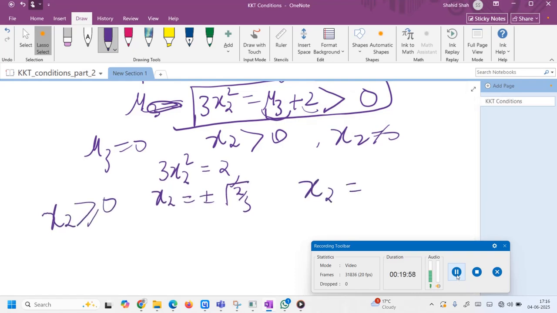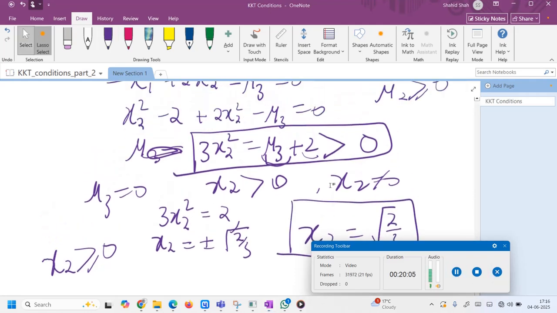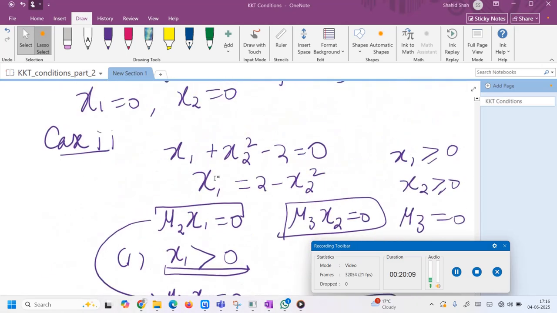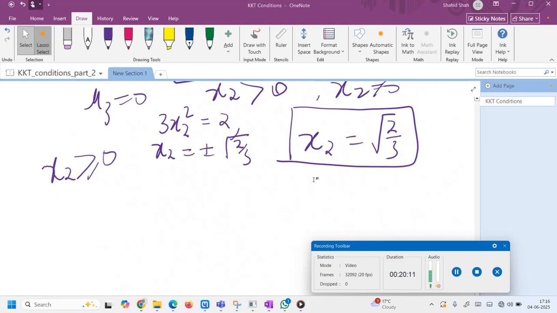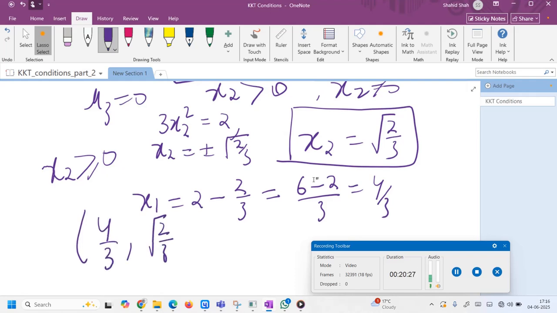So the positive root only we will take, and x2 is equal to this. And how to get x1? For that, you know x1 is 2 minus x2 square, so x1 is 2 minus 2 by 3, which is 6 minus 2 by 3, which is 4 by 3. So this is the second solution, and what is the value of the function at this point?